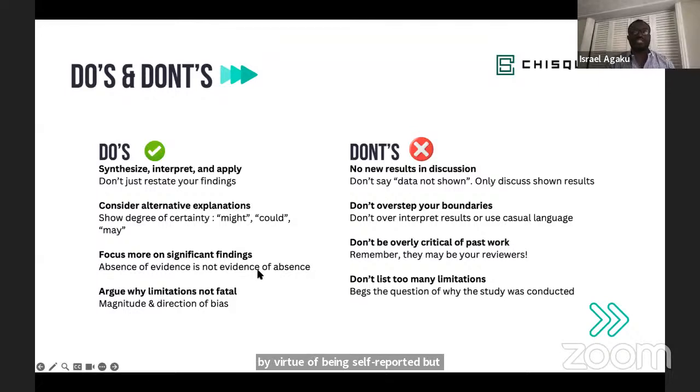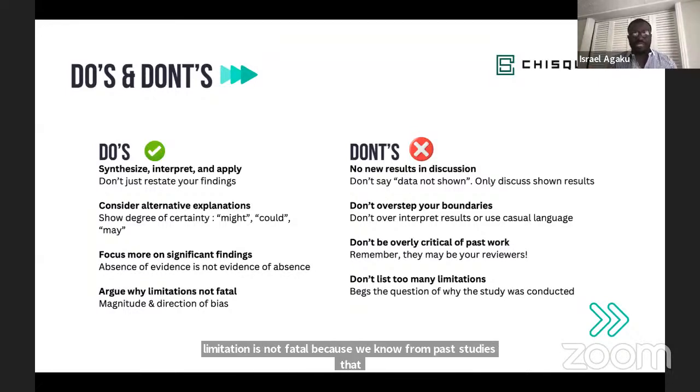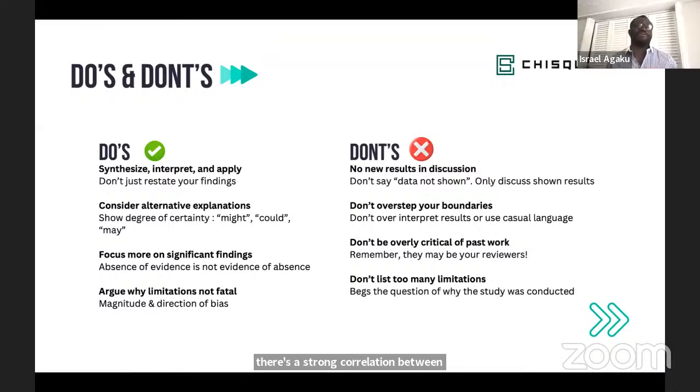and said, this limitation is not fatal because we know from past studies that there's a strong correlation between self-reported and biochemically validated smoking status. So even though it's self-reported, yeah, we're good. That's what they're saying in effect. And so that's what you want to do.